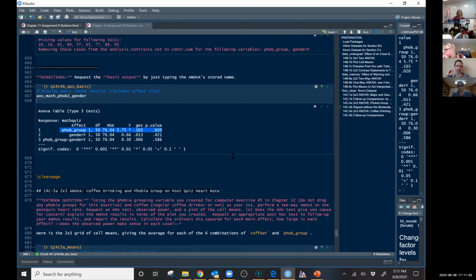Hypothetically speaking, if gender had an option for other, would we need a follow-up? Only if the F test is significant first. Here, the F test was not significant, so no matter how many groups there are, we don't have to do a follow-up. Okay.